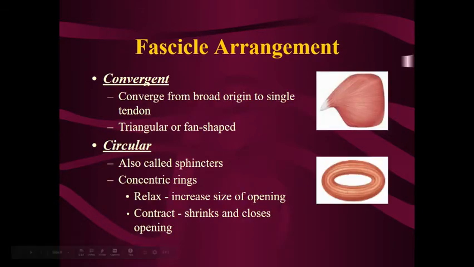Convergent is when we have a broad origin that converges to a single tendon. These muscles appear triangular or fan-shaped. And then circular are also called sphincters. They are formed by concentric rings. When a circular or a sphincter muscle relaxes, it increases the size of the opening. And when a circular or sphincter contracts, it shrinks and closes the opening.